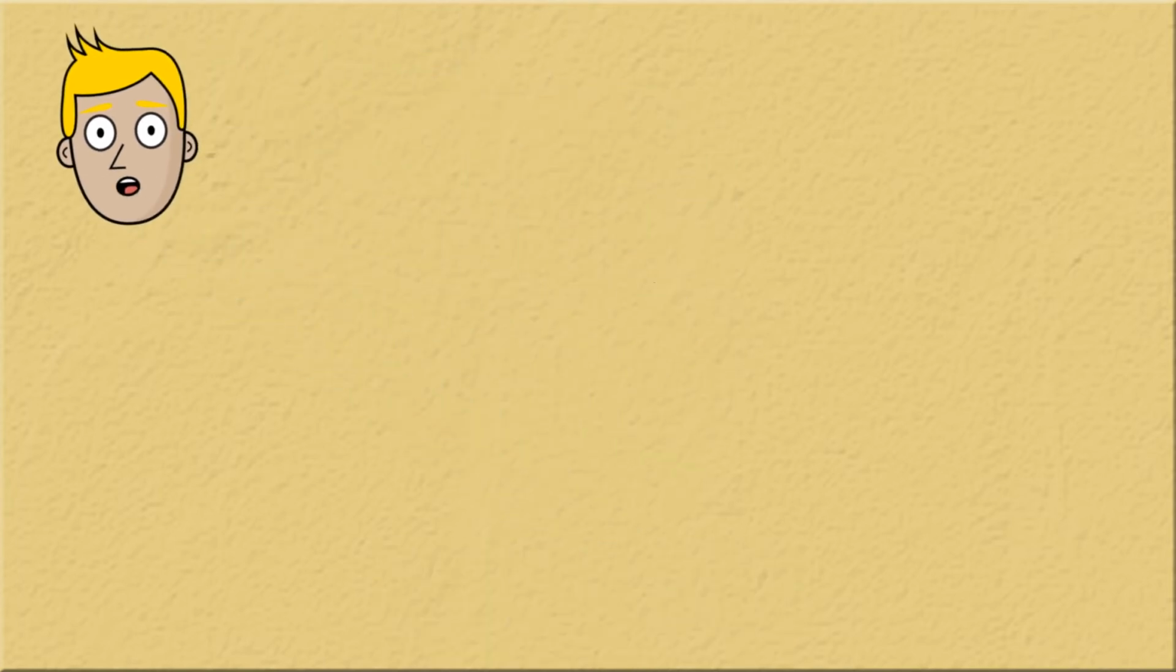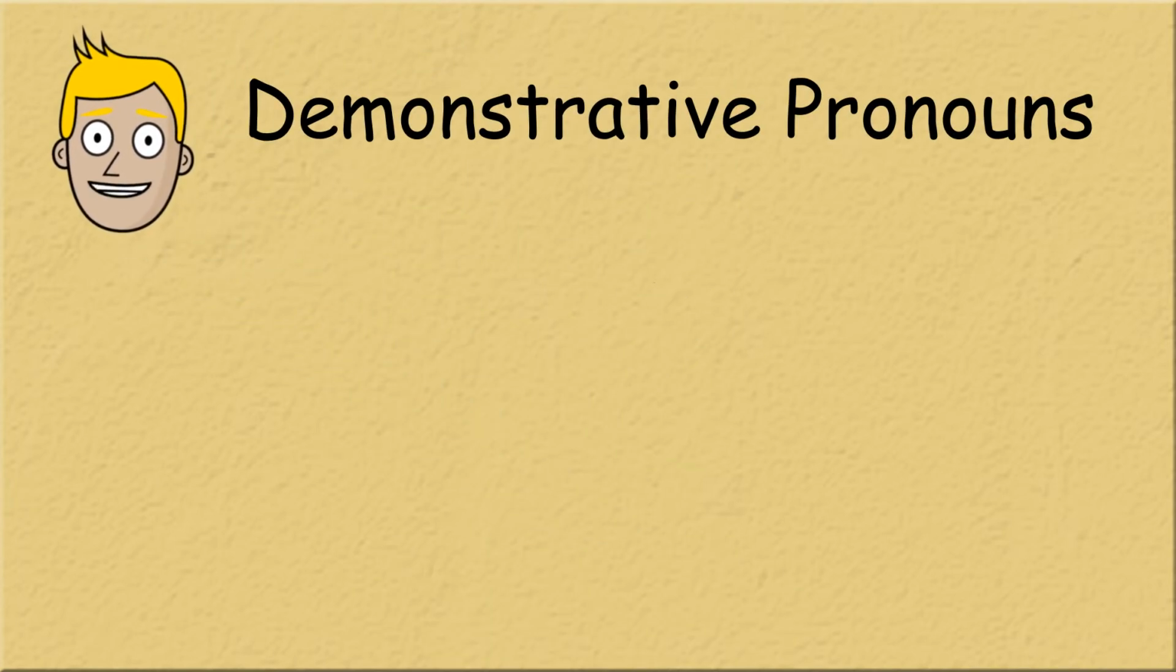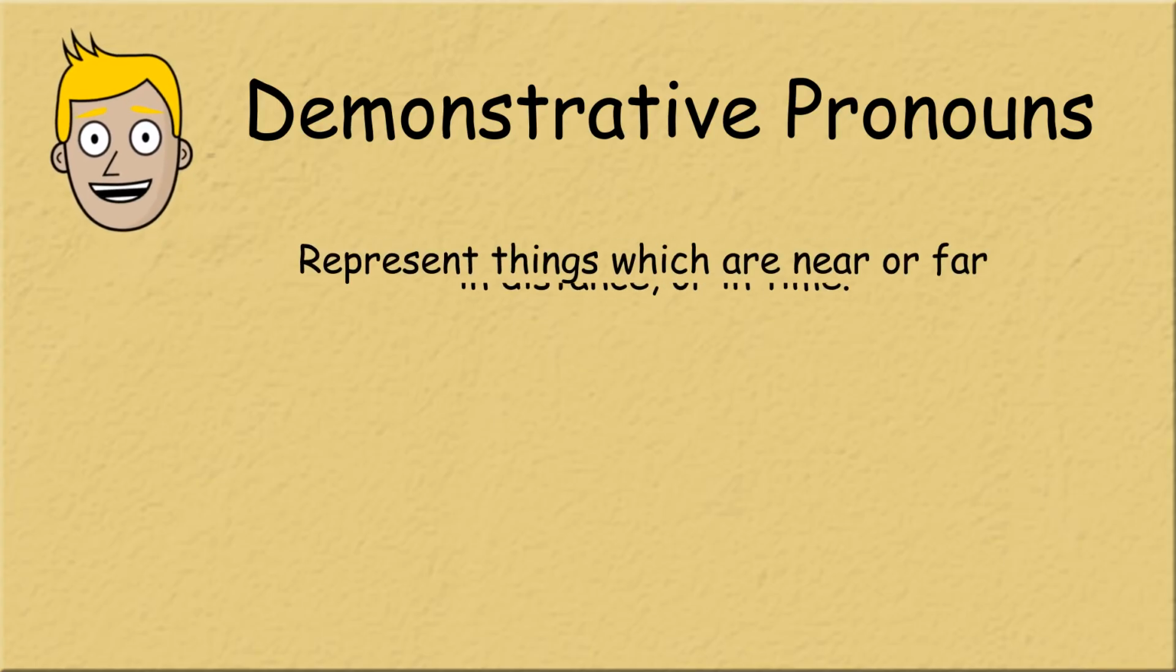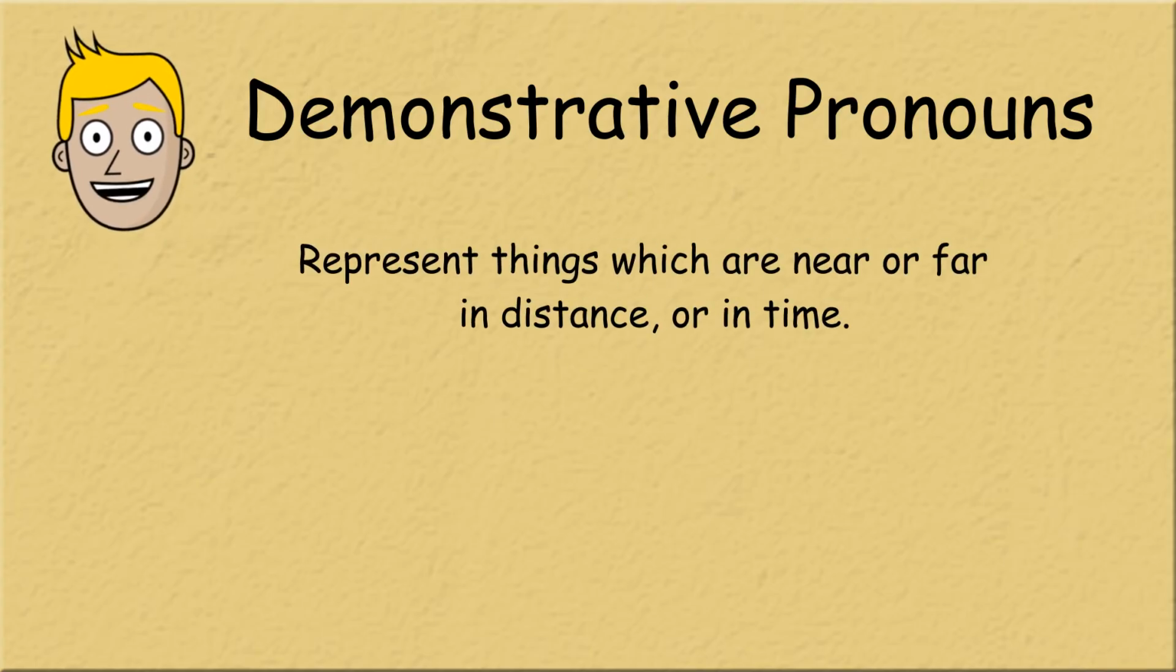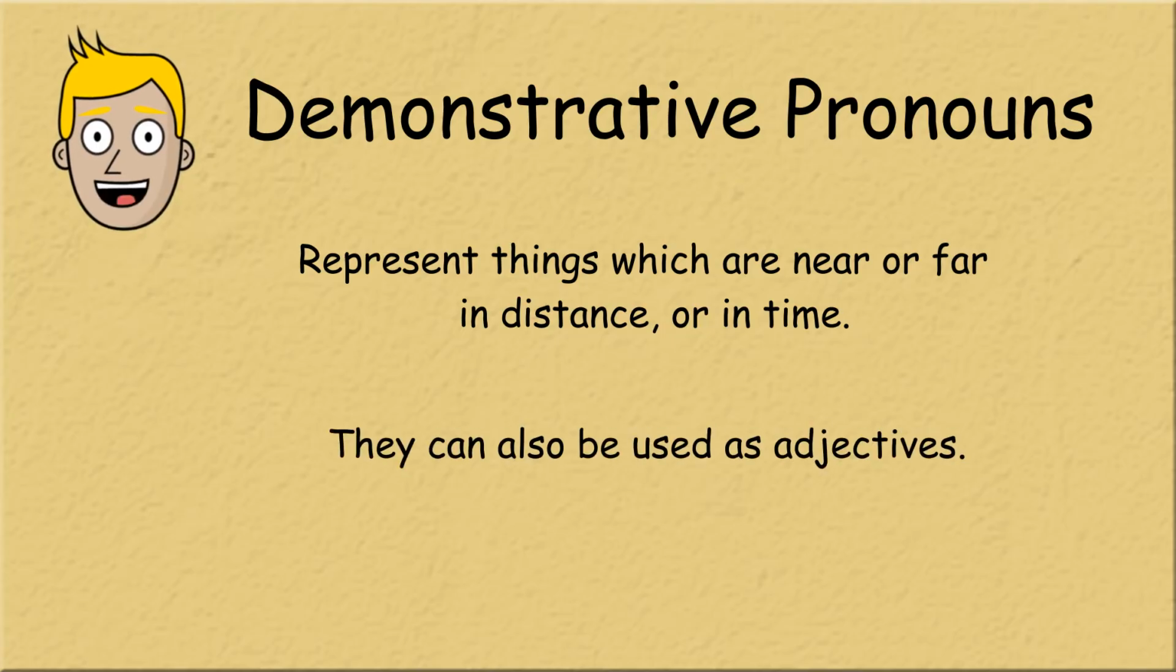As we said earlier, demonstrative pronouns are used to represent things near or far in distance or in time. We can use demonstrative pronouns as adjectives too. This is done by using them to describe a noun instead of using them in the place of a noun.